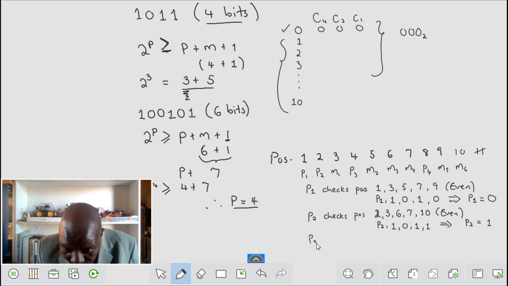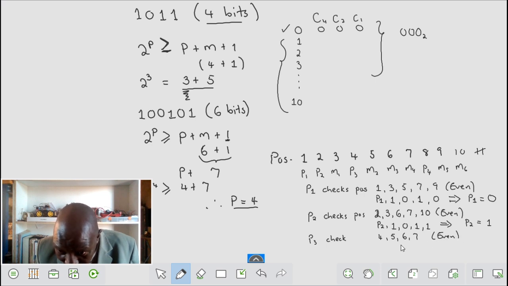P3 checks all the positions with the 4. That's 4, and 4 and 1 is 5, 4 and 2 is 6, 4, 2, 1 is 7. Is there any other one? 8 does not have a 4. 9 does not have a 4. 10 does not have a 4. So we are done, and these will have to be even.